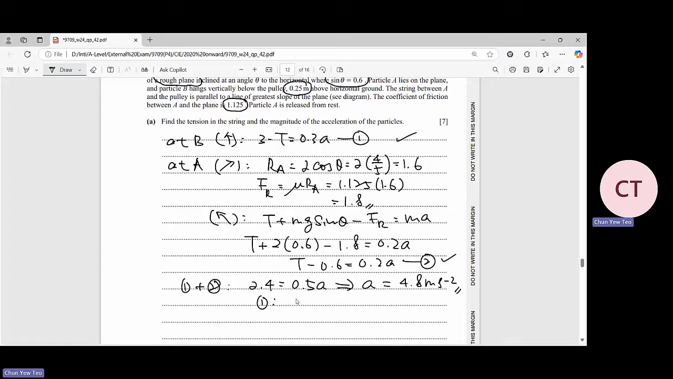Using equation number 1, you can use equation number 2 also if you want to. I use equation number 1, I get 3 minus the tension is equal to 0.3 times the a that we have just found. Then for your tension, just press a calculator, and you get the answer as 1.56 Newton. Done. We have found the magnitude of the acceleration and the tension in the string. So this is the answer for part A.